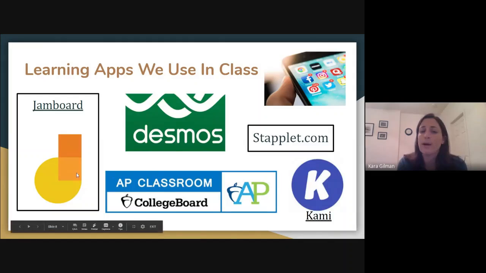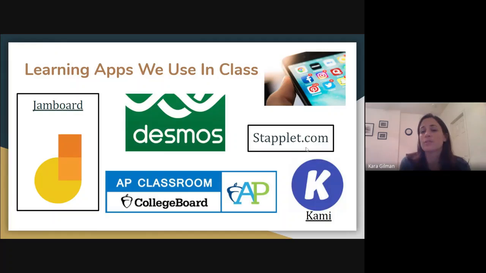These are just a few of the different online apps we're using in class. Jamboard is like a group whiteboard. We use Desmos a lot for some interactive class activities. Staplet is where we're doing most of our statistical calculations. A lot of students are using Kami to take notes and write out their work because that way they can do it on their Chromebook or their computer.